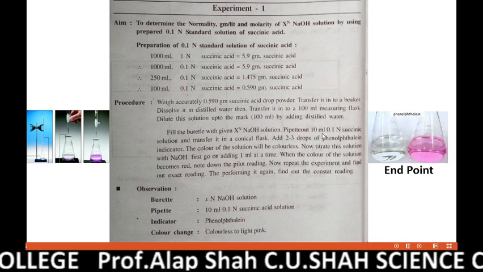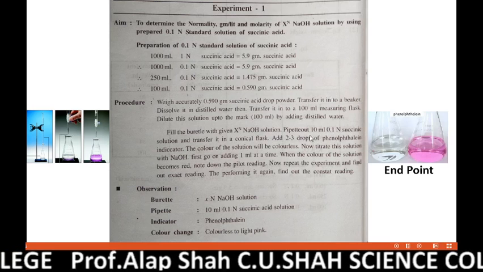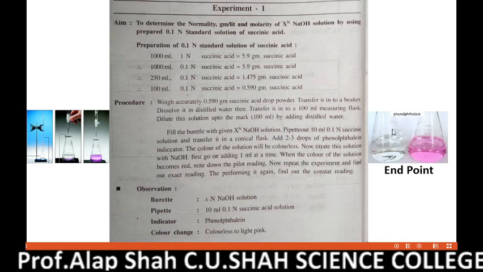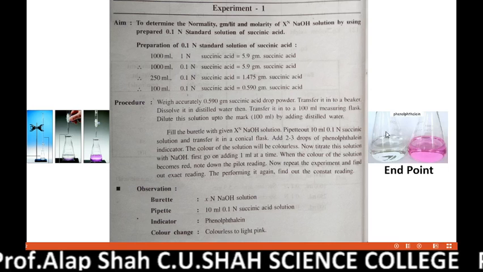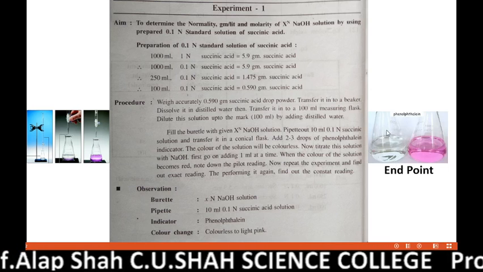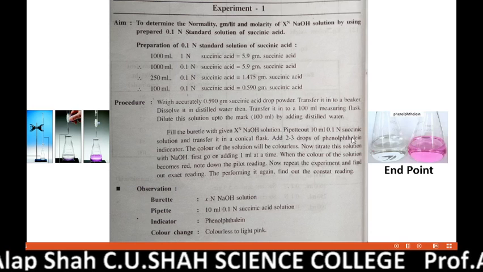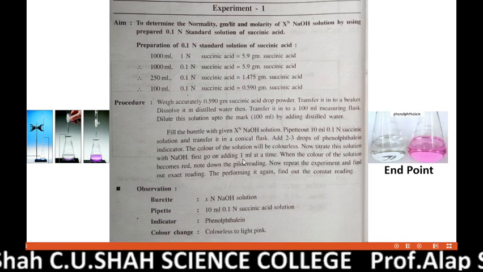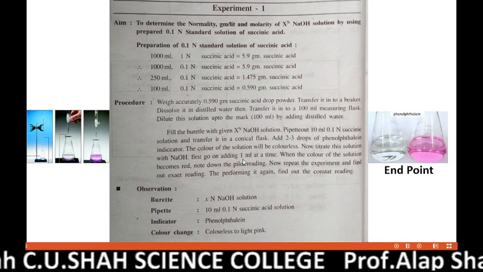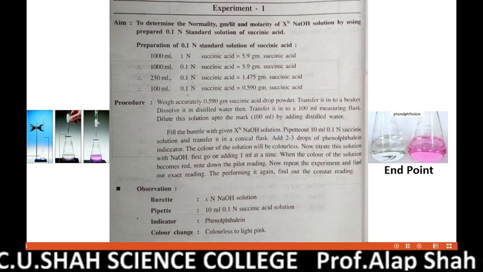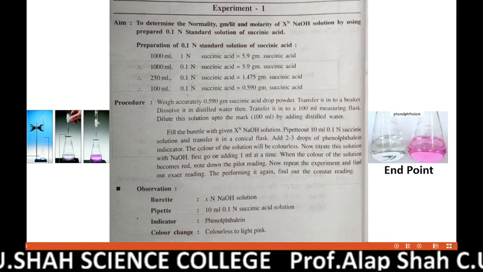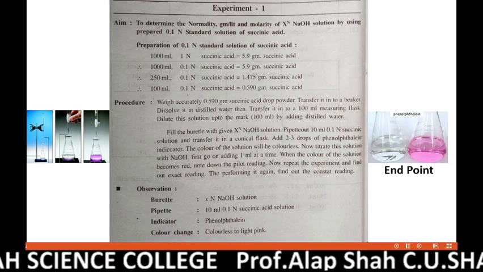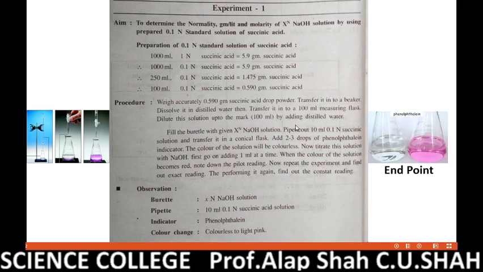We will pipette out 10 ml standard solution of succinic acid into a conical flask. In this picture, the conical flask is shown, in which 10 ml succinic acid is taken with the pipette. We will add 2-3 drops of phenolphthalein indicator. Phenolphthalein indicator is colorless, remains colorless in an acidic medium and turns pink in a basic medium. So at the end point, our color change would be colorless to light pink.